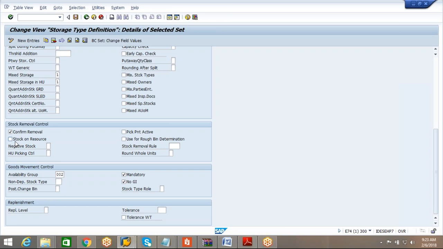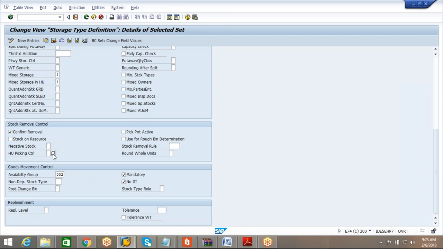Suddenly, if I get one sales order and outbound delivery for that storage type, in that case the system should either consider that incoming product or not. This can be specified with stock on resource. If any put away open warehouse stocks are there, the system considers that stock also against the picking warehouse tasks. And negative stocks: if stock is not there, but I still want the proposal for a warehouse task, we can use this one.